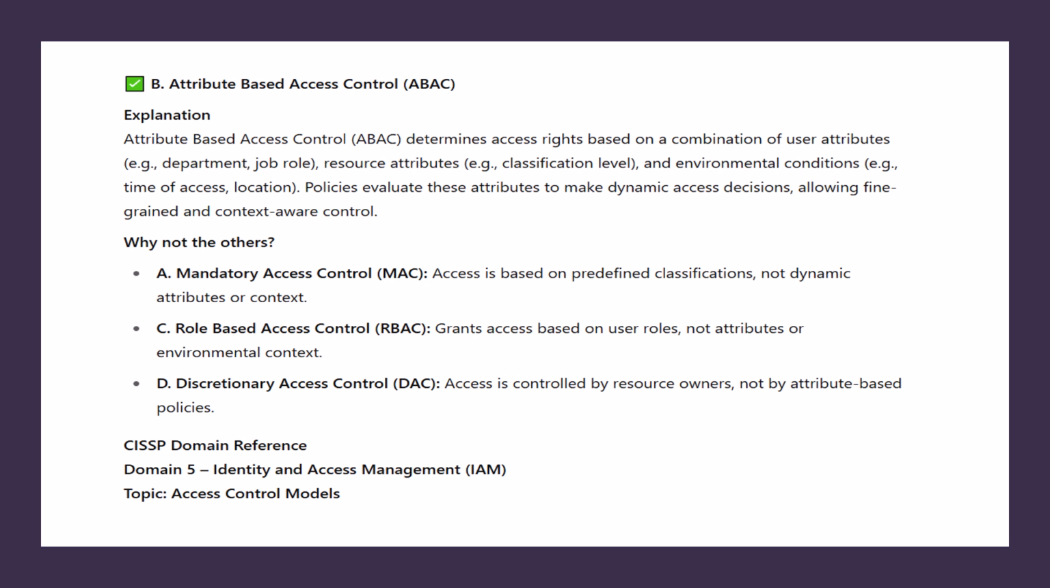The correct answer here is B, attribute-based access control. Attribute-based access control determines access rights based on a combination of user attributes, for example, the department, the job role, etc., resource attributes such as the classification level, and environmental conditions, for example, the time of access or the location where the users are. Policies evaluate these attributes to make dynamic access decisions, allowing fine-grained and context-aware control.